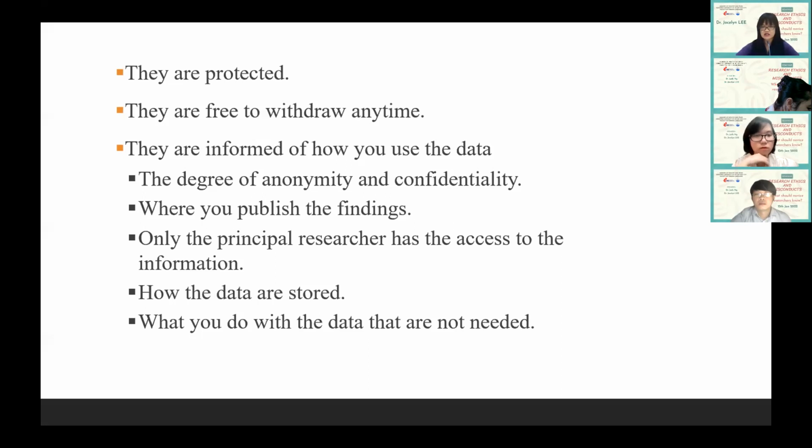Where you publish the findings, you ought to inform the participants during your ethics application as well, because your participants need to know. Only the principal researcher has access to the information. How the data are stored, how you keep the data, matters because it's personal. For instance, in a clinical study, the doctors will know all the particulars of the patients, the sickness, the date of birth, and all that stuff. How do you store the data? Where do you keep them? What do you do with the data that are not needed? When you no longer need them, where do you keep them? Are you going to discard them?